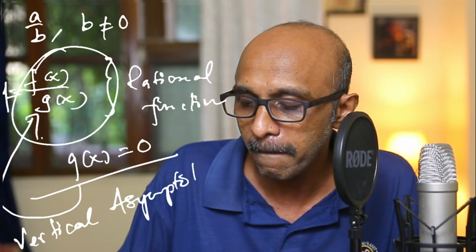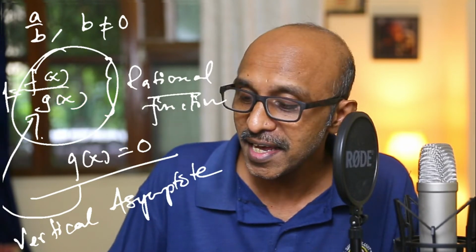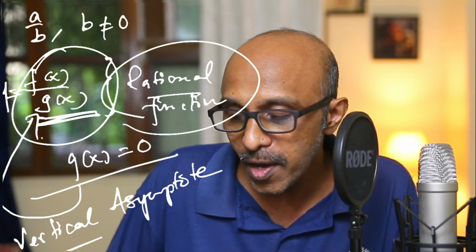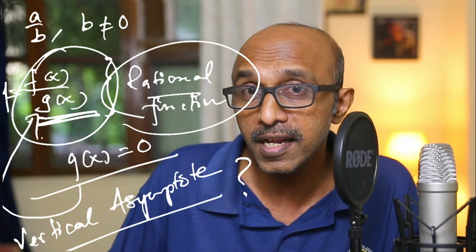So my question is this: in a rational function where the denominator becomes 0, will there always be a vertical asymptote? Let's find out.